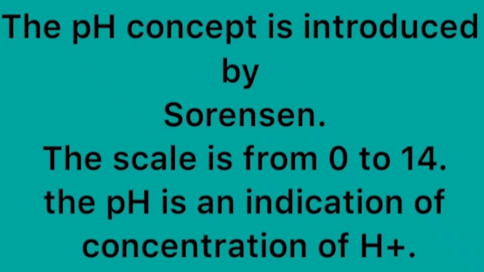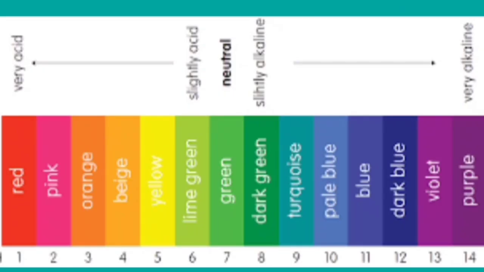pH meter. Nowadays, we use a pH meter to measure pH values of different water-based solutions, ranging from laboratories to industries. The strength of an acid or base depends on the concentration of H3O plus ions or OH minus ions produced in a solution.